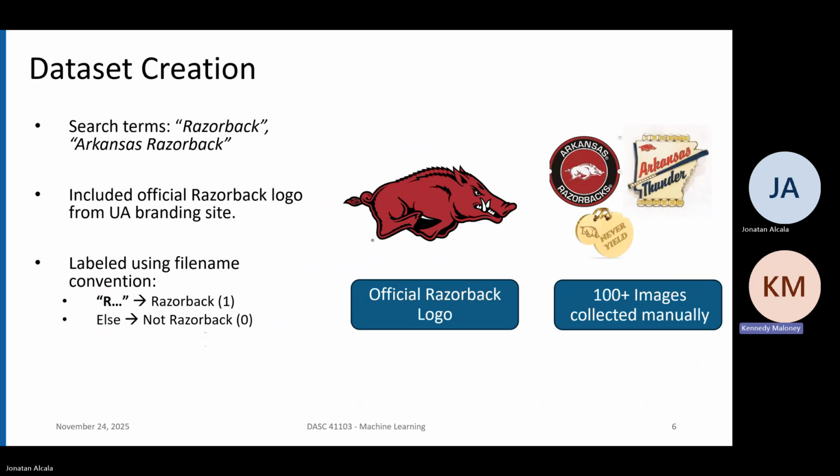So when it came to making the data set, we used the search terms Razorback, Arkansas Razorback, and then I also threw in Arkansas Razorback merch to get some clothing items and like these tags and pins and such that also have the Razorback on them. And we included the official Razorback logo from the U of A branding site that is called Razorback One. So it's what I built the data set off of. And then we used the file name convention R and then a number, and that represented a Razorback one, and then for else, I chose candles, so I called them C and then a number, and that was what was not a Razorback, so that was our 0.